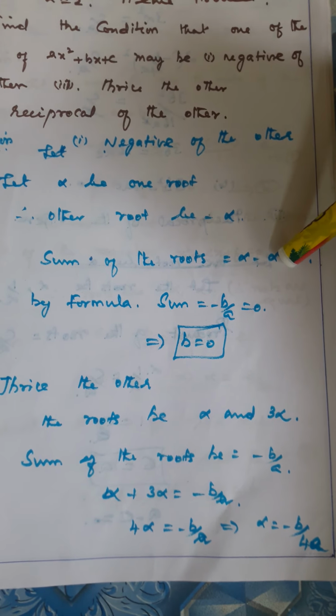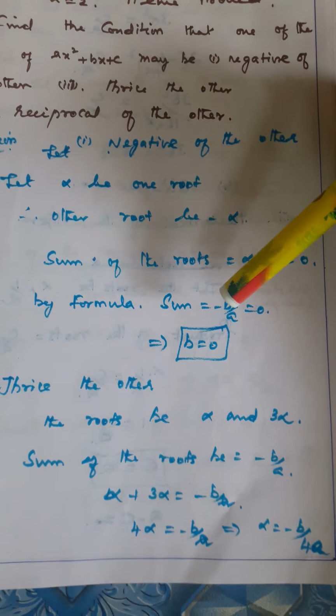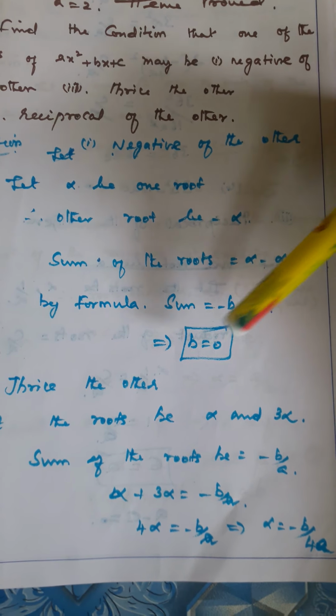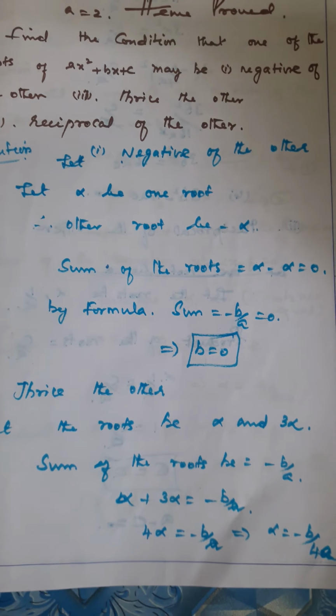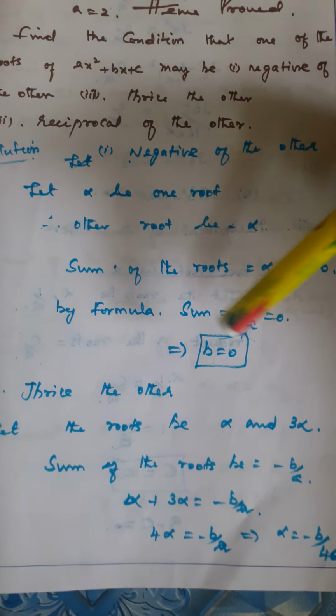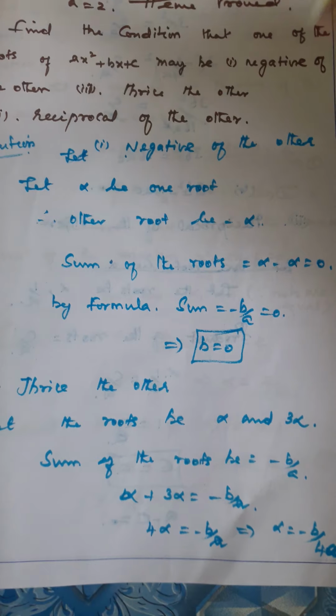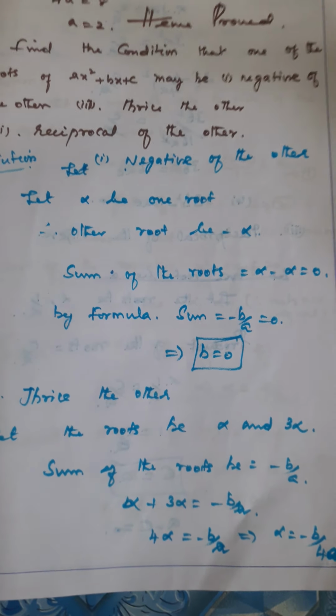Your sum of the roots equals 0, but in the equation it is minus b by a equal to 0, so b equal to 0. That's the condition that one root is the negative of the other. So when b equal to 0, we can say the roots are of opposite sign.